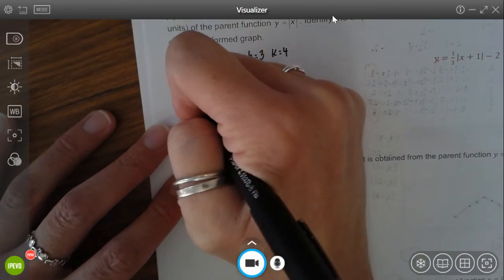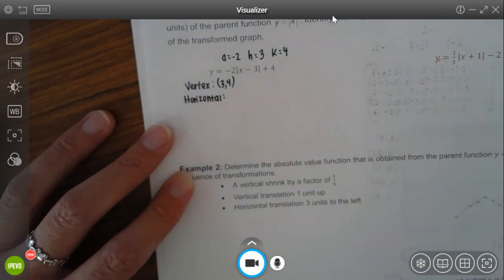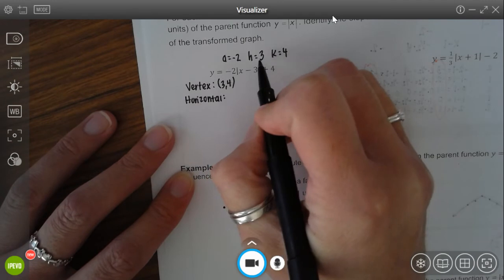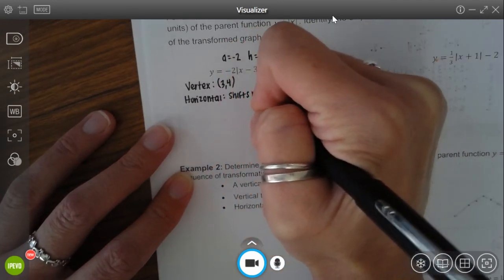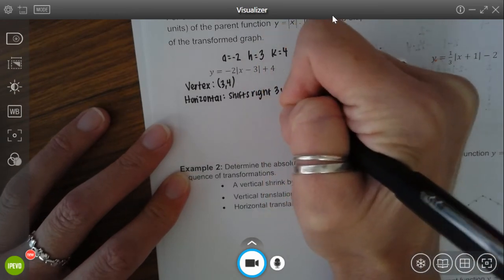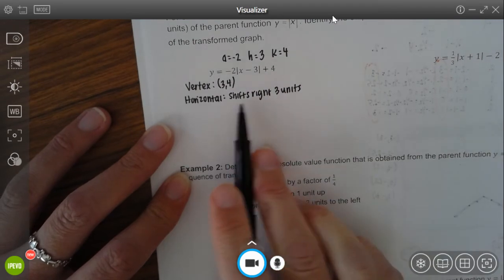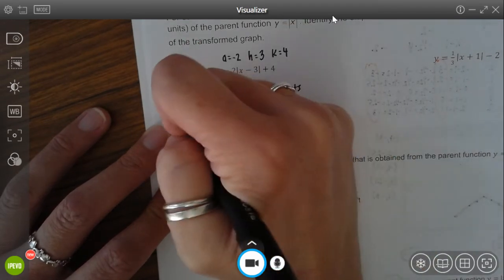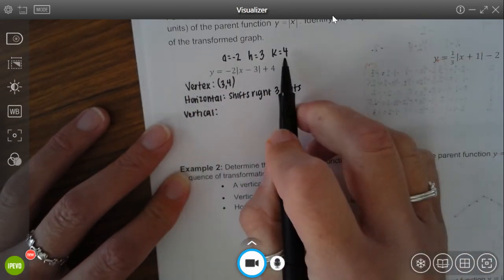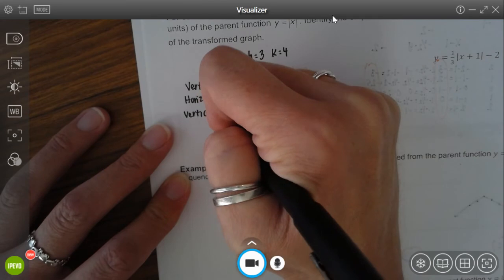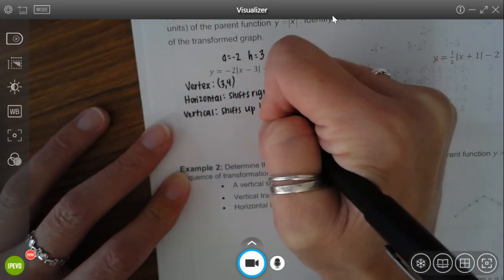And then I'm going to write my horizontal translation, meaning which way is it moving, left or right, and how many units. Since my H value is 3, I'm moving right because the H value is positive. And I'm going to say 3 units because the H value is 3. So H is +3, so the graph is shifting right 3 units. My vertical translation is going to be from my K value. And since K is positive, my graph should be shifting up. So I'm going to say it shifts up 4 units.